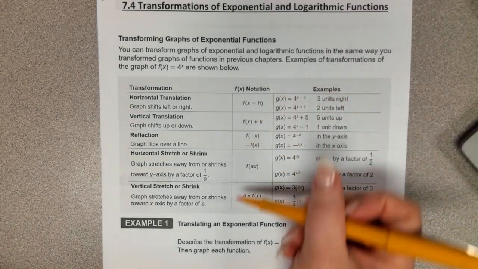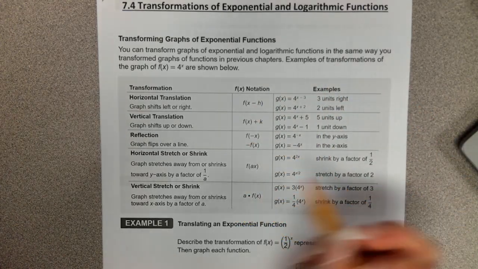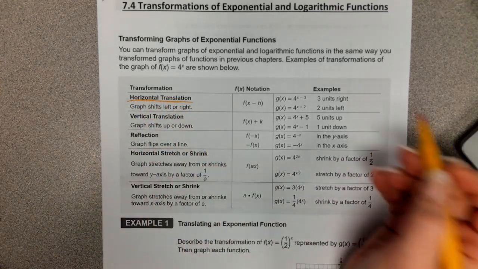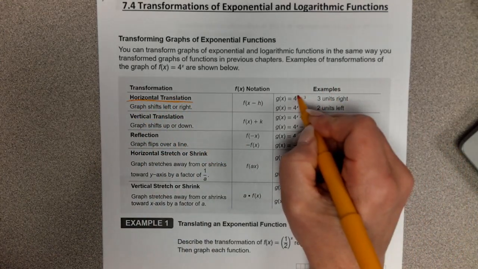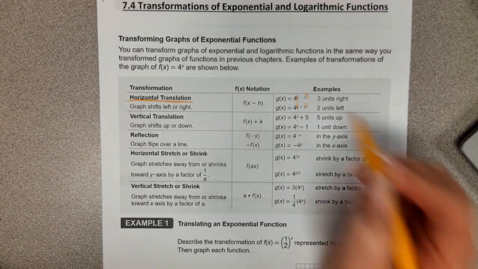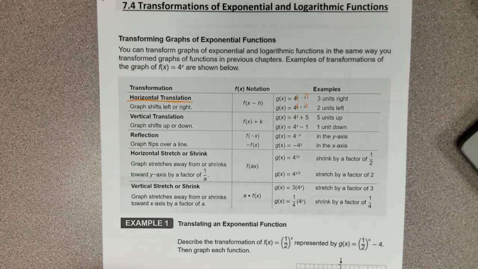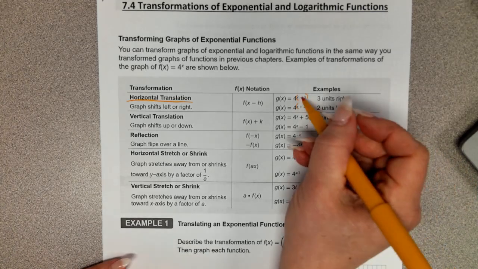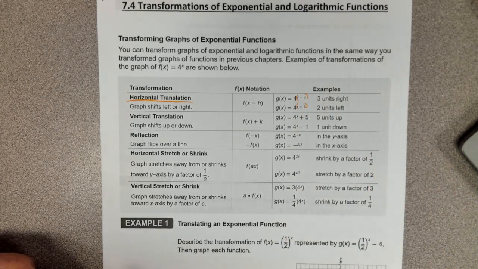Your function notation remains the same, but let's look at where these transformations are. Your horizontal translations, your left and right movements, those are going to be in the exponent, so you want to be really careful about that. It won't always have parentheses around it. It's the same thing as when it was in parentheses. It's just now going to be living in the exponent.